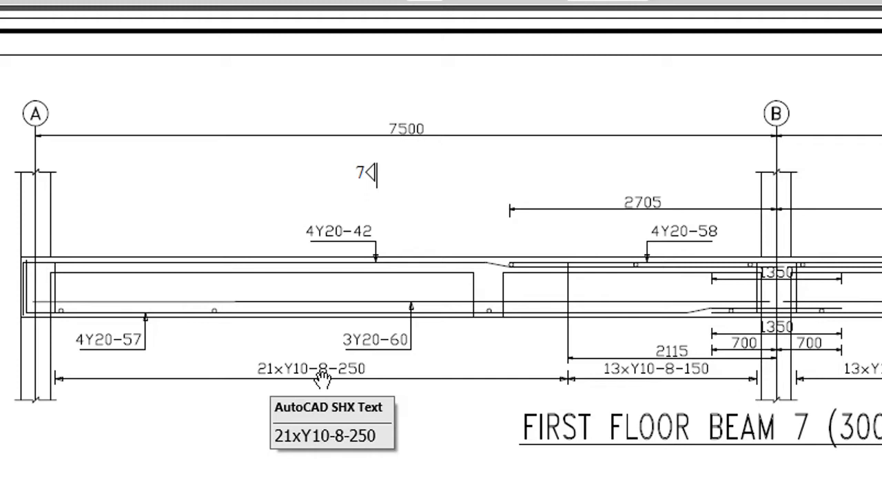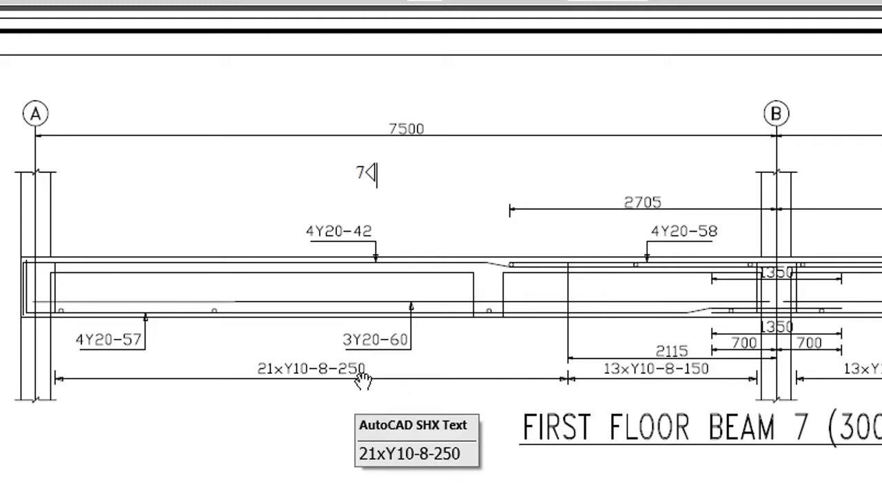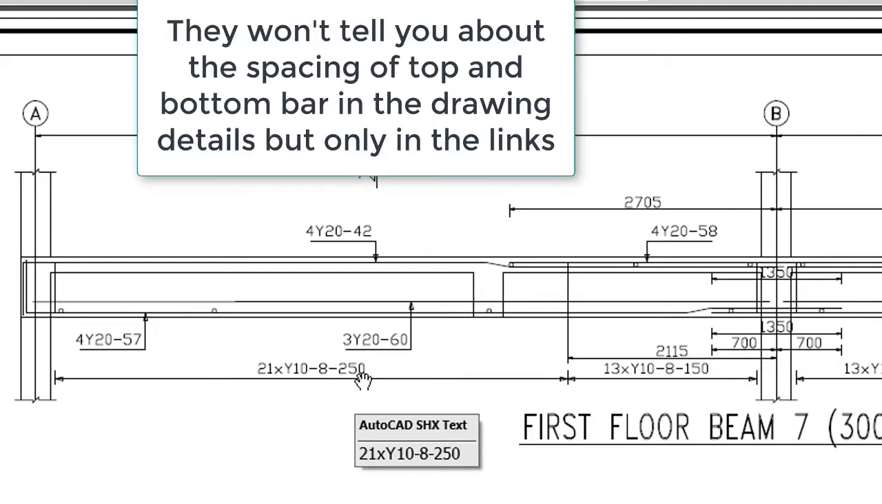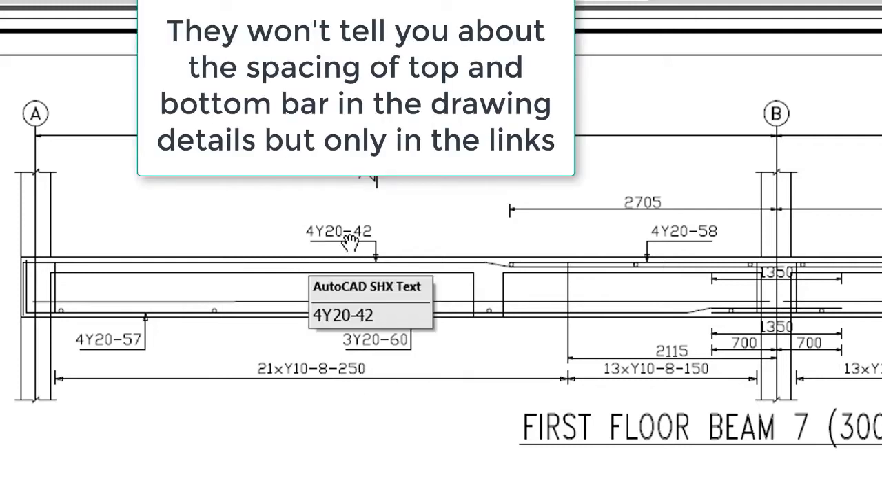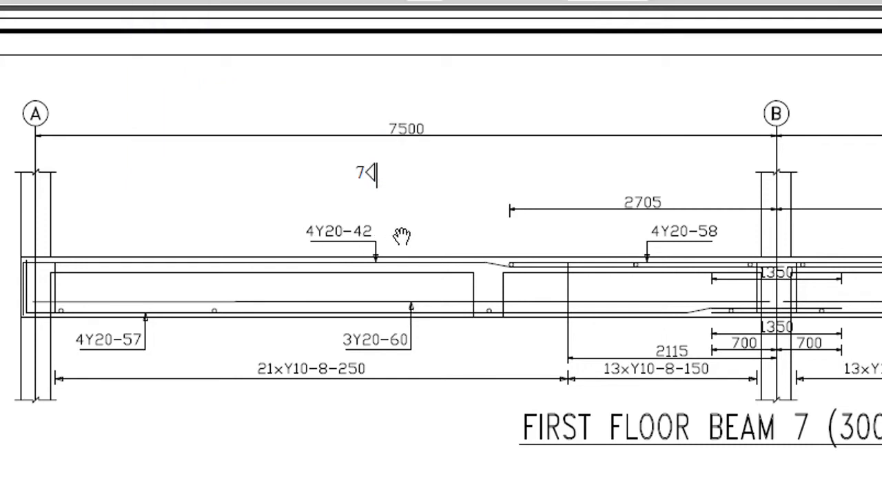8 is the bar mark, that is the shape of the link. Obviously for this drawing it is a rectangular shape, and the 250 is talking about the spacing. You see that you don't have something like that when it comes to beam. For the beam you only have 4Y20, 42. They won't tell you about the spacing because it is not necessary. But for this case you have 21, Y10, 8, 250. So the spacing is what? 250 millimeters.